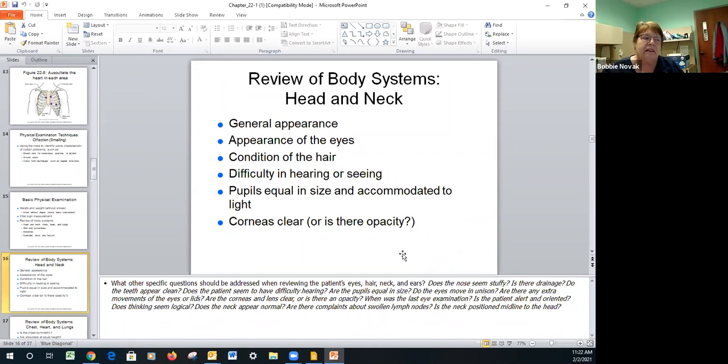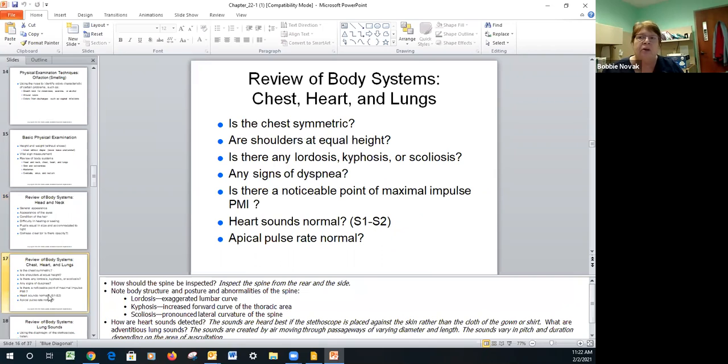Are their corneas clear? Is there opacity? Are there cataracts? And you're going to go through all of this in lab, okay? I know it's a quick lecture, but you're going to go through this, get your hands on here, okay? And then we're going to look at the chest.